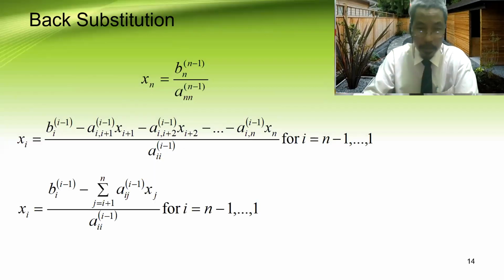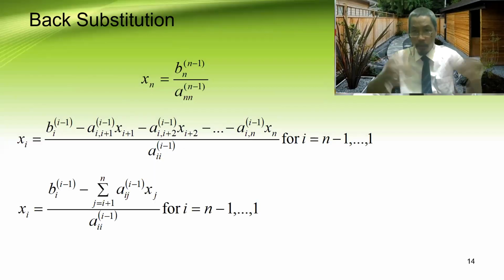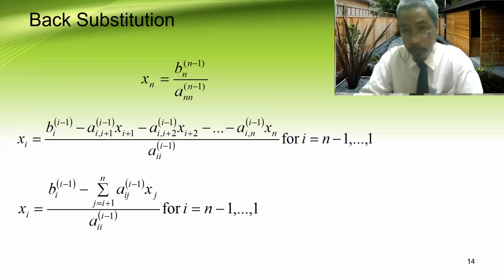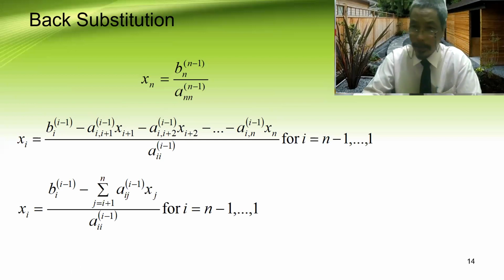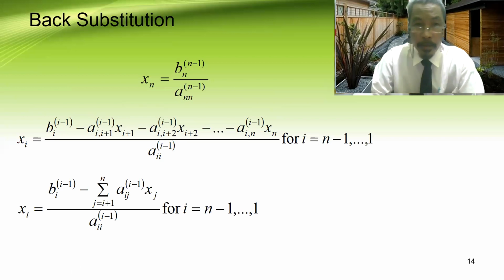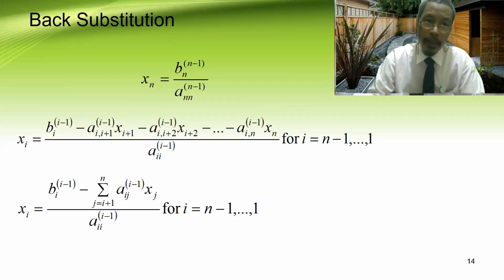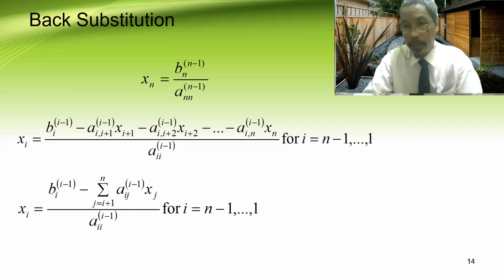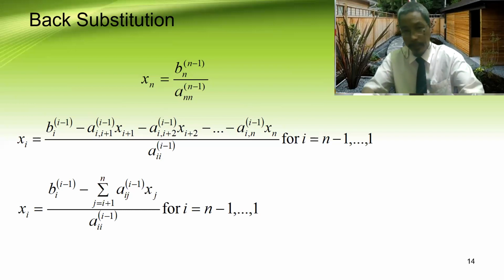So that is the two-step procedure for solving simultaneous linear equations by using the Gaussian method, or the basic Gaussian method.